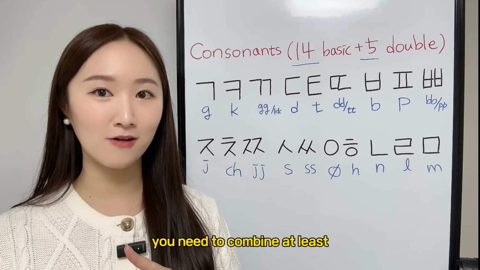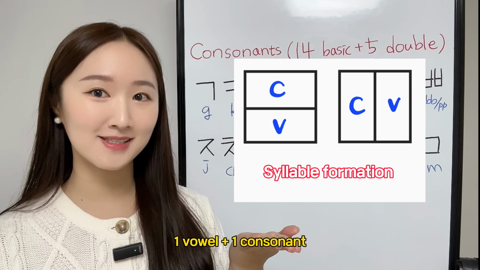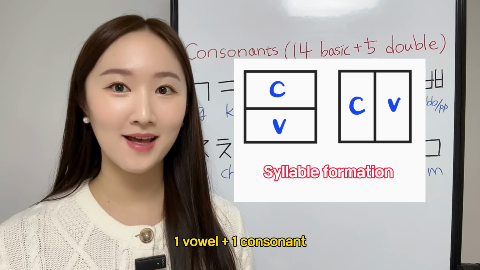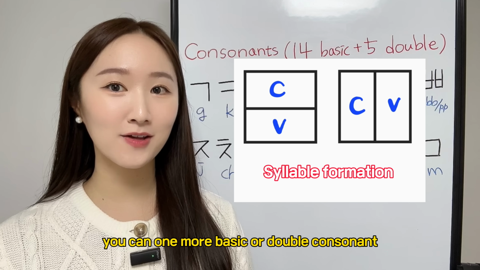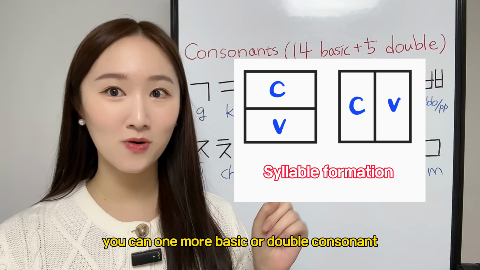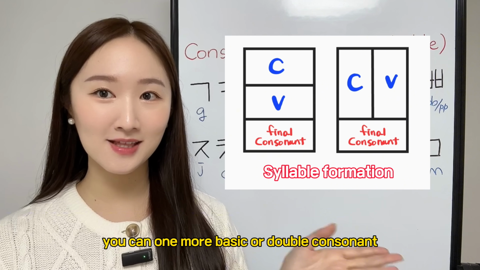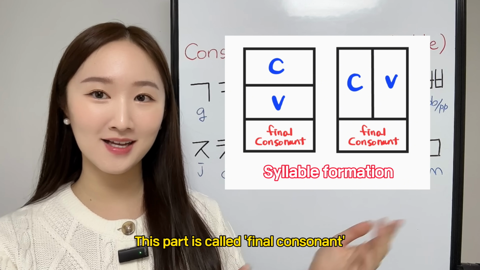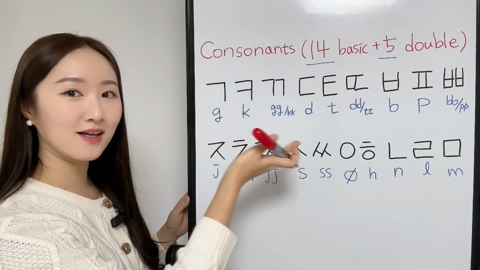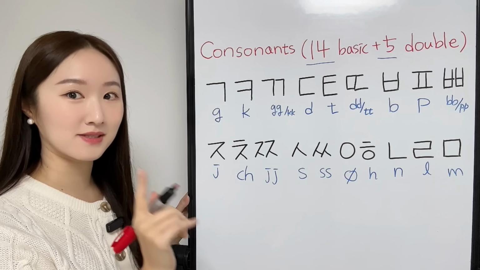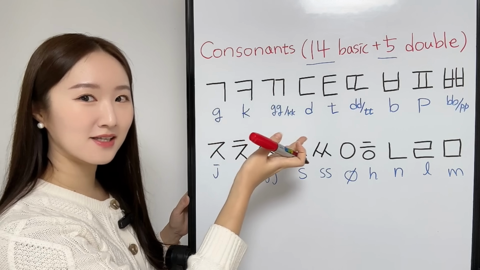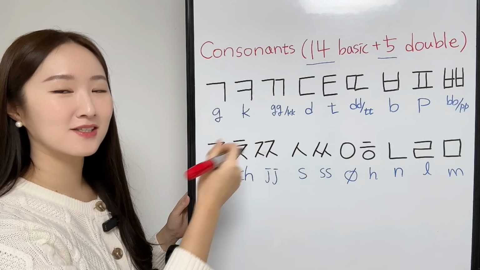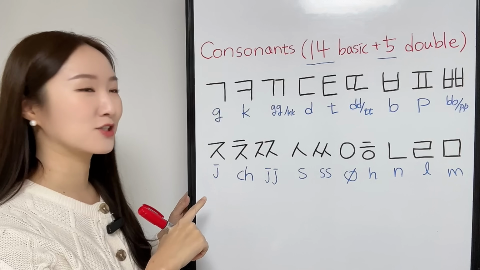at least one vowel and one consonant like this or this. And after a vowel, you can add one more basic consonant or double consonant, and this part is called the final consonant in Korean, like that. If the consonant is placed at the end of the syllable, some consonants change their sound. So I will tell you which ones change.